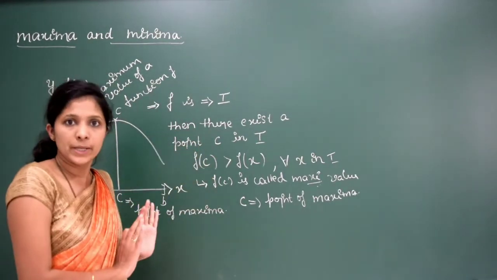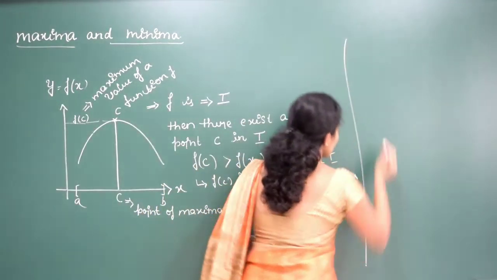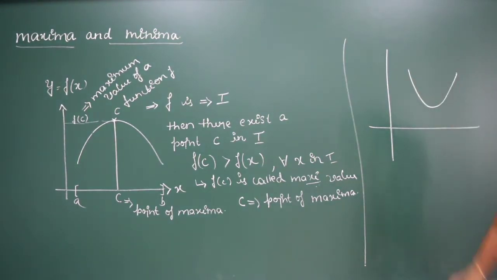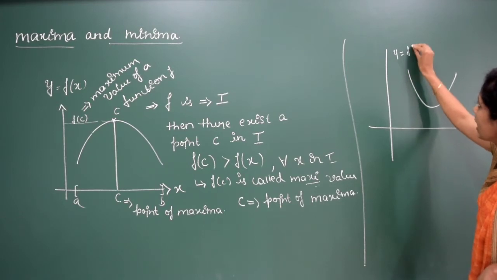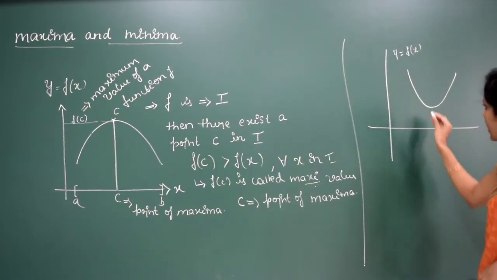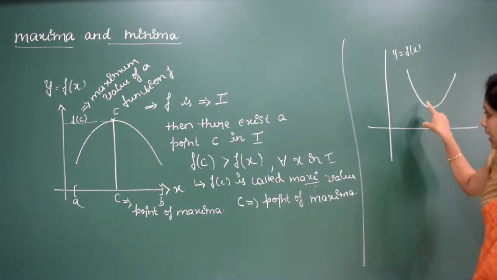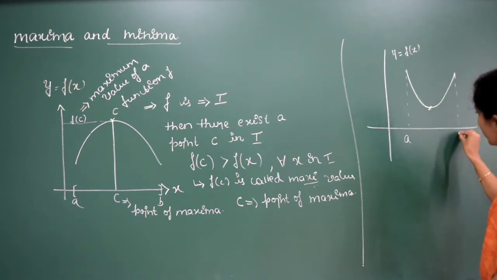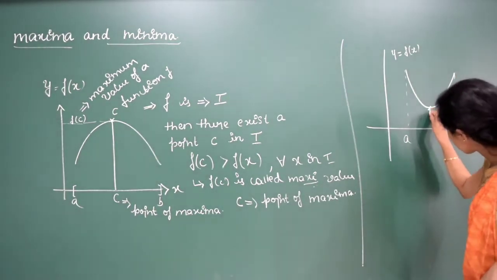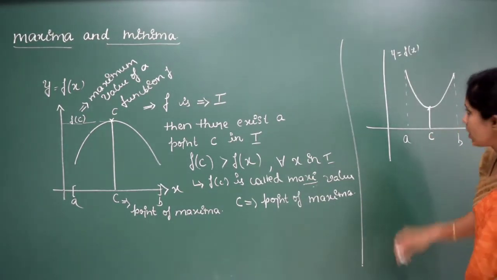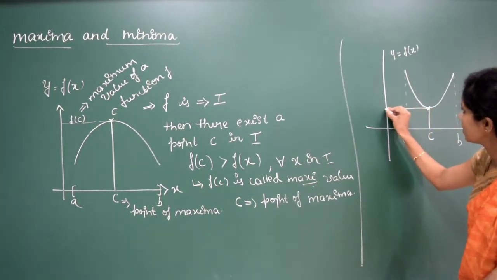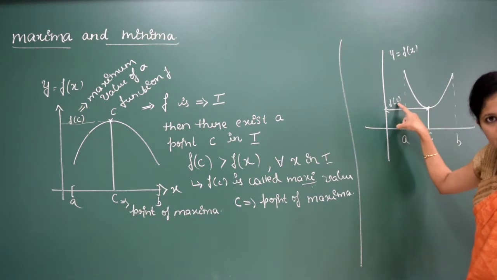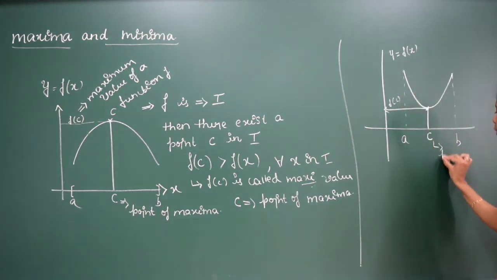Similarly, we can define the minimum. We'll see what the minimum is. Let us consider the graph like this. The function is y is equal to f of x, similar to that one. Here we can see the function attains the minimum value at this point, and we'll consider this as an interval, so this is also a and b. There exists some point c. Now the value of f of c will be somewhere here. So this is the value of f of c.